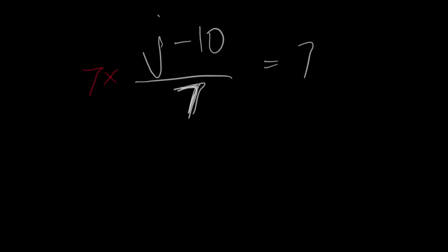For our final example, let's challenge ourselves a bit. We have the quantity j minus 10 divided by 7 is equal to 7. Now, since that whole numerator is being divided by 7, we have to get rid of the divide by 7 first. So we're going to multiply by 7, and it cancels out the denominator 7 because 7 over 7 is 1. That leaves us with j minus 10.